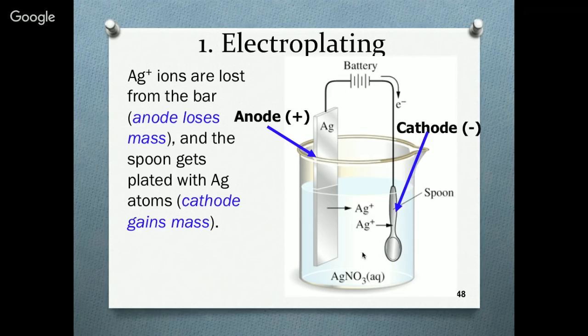They're reduced at the cathode. The ions gain electrons and become atoms and plate onto the spoon. So silver ions are lost from the bar. So the bar, if you look on the left-hand side, is the anode. The metal itself is going to lose electrons, so the atoms turn into ions, and at the cathode, you have silver ions in the solution gain electrons and are reduced. And that's why the spoon is going to get bigger over time, because those ions gained electrons and became atoms at the spoon.